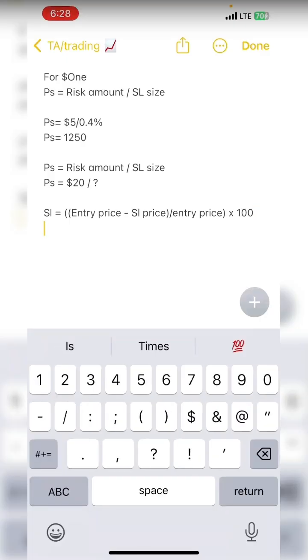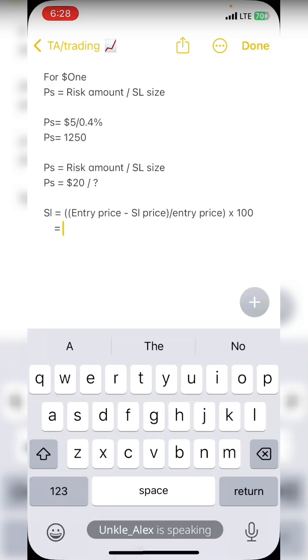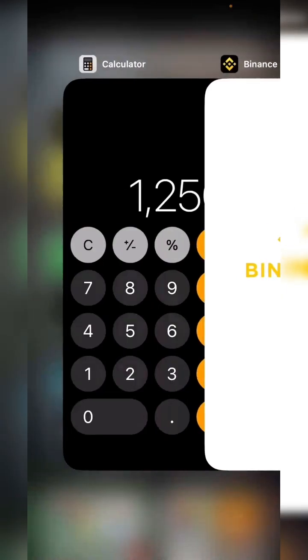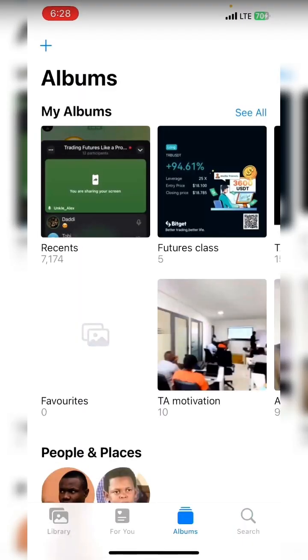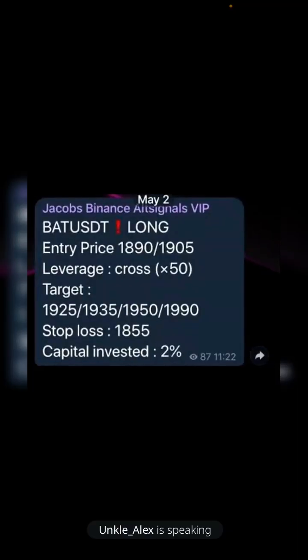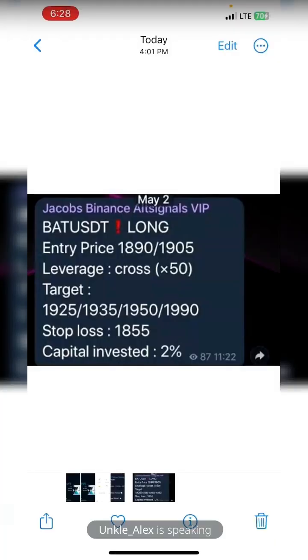Now, which one will I use? Let me use this. You got a signal like this, and you want to calculate position size. The formula says entry price minus SL price. What is our entry price? From here we have 1890 as our entry price.